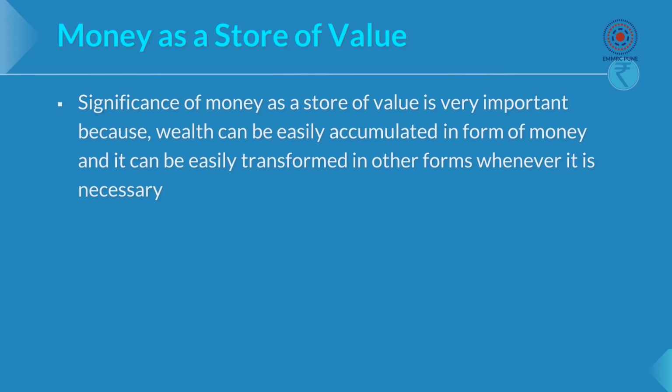When the payments are to be spent in future, some part of the receipt is held in the form of cash money for different periods. All this is possible because of the generalized purchasing power of money and its perfect liquidity. Money is the most liquid asset that can be easily converted into other forms of wealth. The significance of money as a store of value is very important because wealth can be easily accumulated in the form of money and it can be easily transformed into other forms whenever it is necessary.